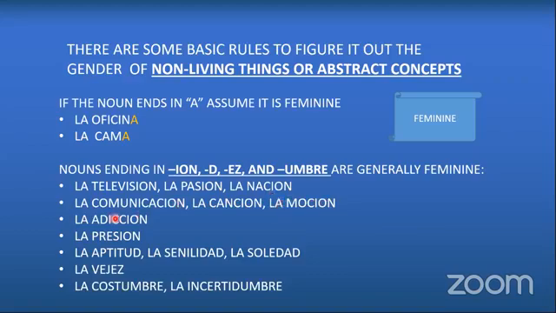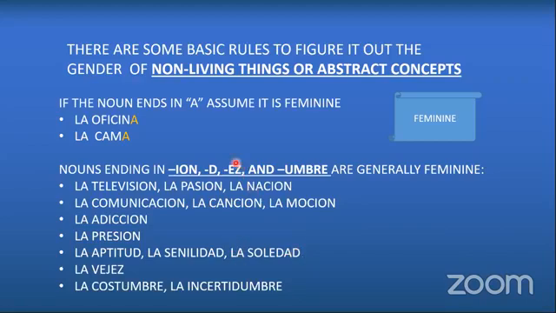La adicción. Probably you realize what that is, the addiction, right? You see the ending, you see the article is la. La presión, the pressure, like the blood pressure. The ending is in ion, then the article is la. We said also words that end in D. La aptitud ends in D, hence the article is going to be la. La senilidad, the article is la. La soledad, you see the ending in D, the article is la.